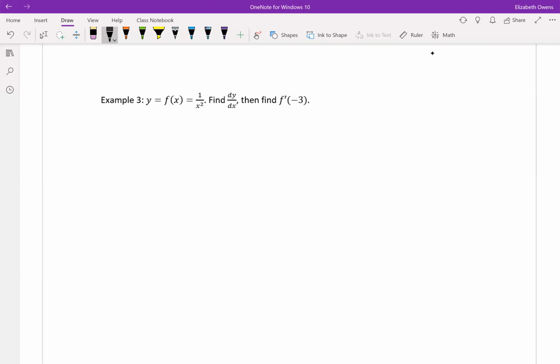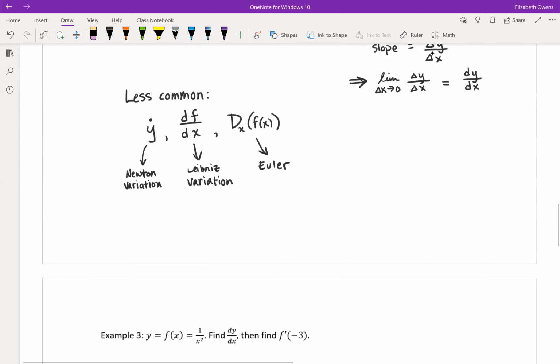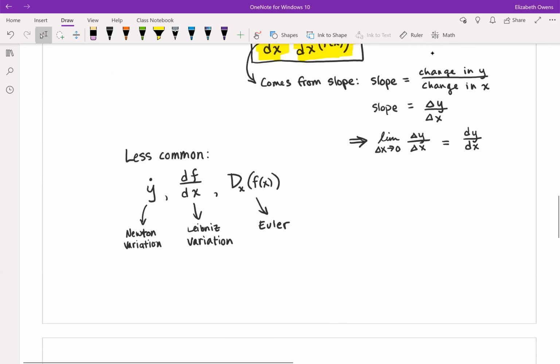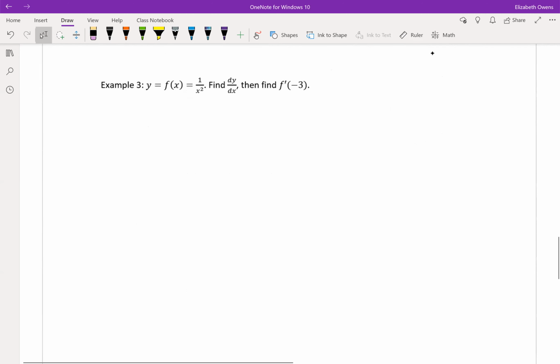So notice it tells us to find dy dx and then find f prime of -3. So recall from the last video that dy dx and f prime both refer to the derivative of a function. This is from either Newton's notation or Leibniz's notation. So that is what we're going to be doing here. We're going to find the derivative.